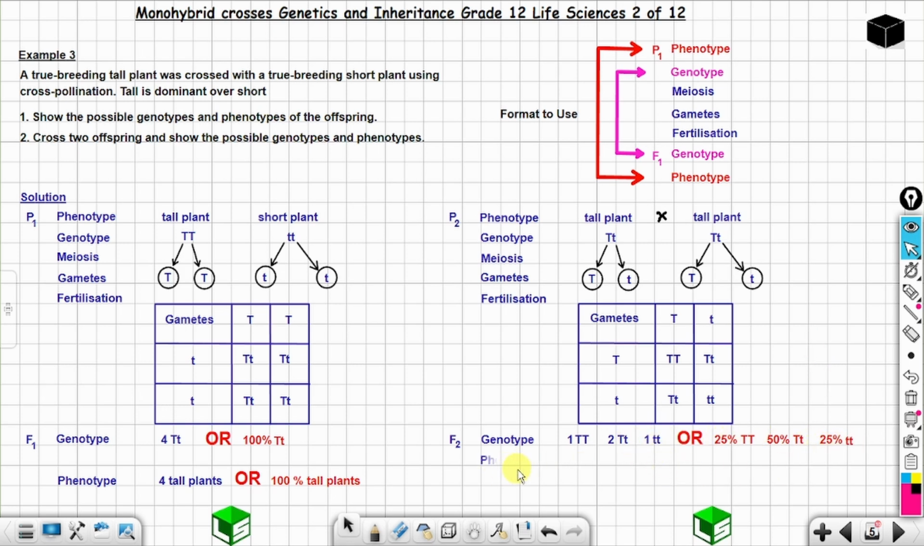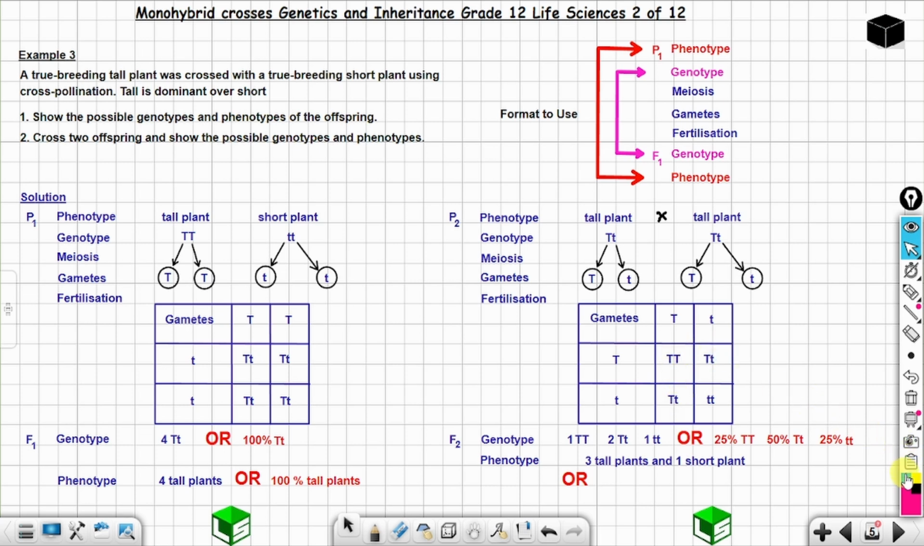Now, the phenotype, the physical appearance, you've got 3 tall plants. This is heterozygous tall plant. This is homozygous tall plant. This is heterozygous tall plant. You have 3 tall plants. Physical appearance, 3 tall plants and 1 short plant. You can also write your answer as percentage. Or you have 3 tall plants.